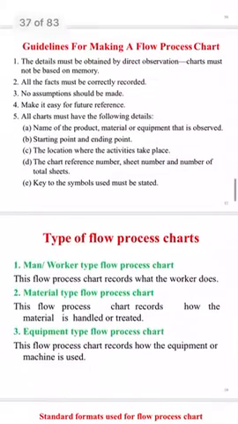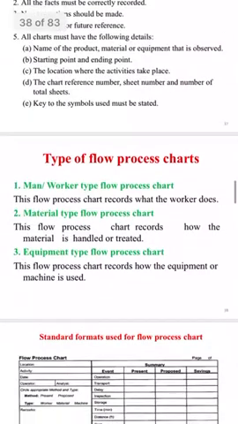Here there are three types of flow process chart. First is the man or worker type flow process chart, second is the material type flow process chart, and third is the equipment type flow process chart. The man or worker type flow process chart records what the worker does. Activities related to workers will be recorded by this chart.